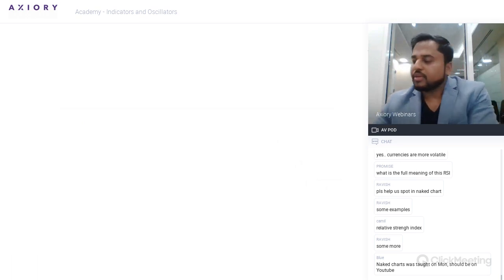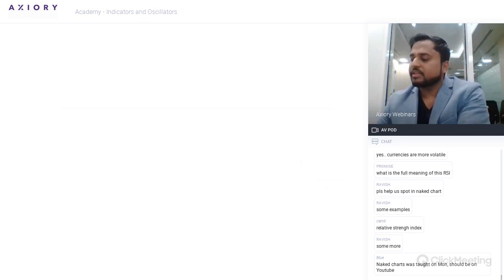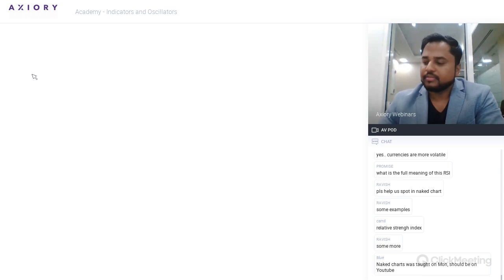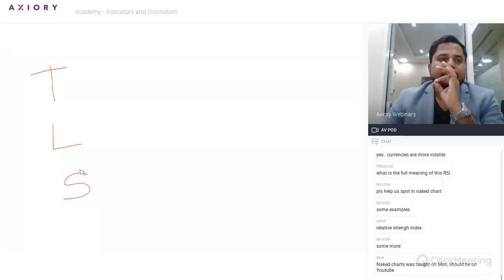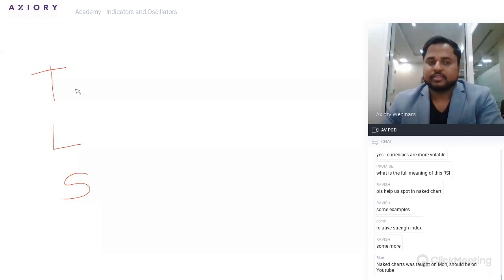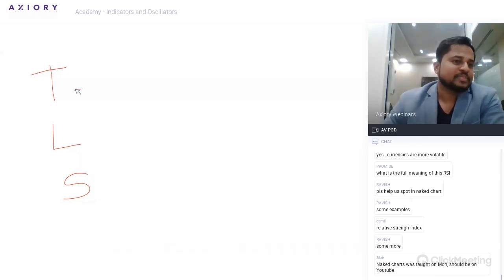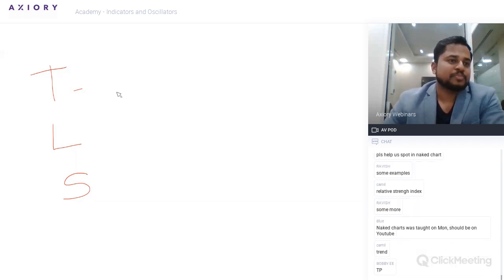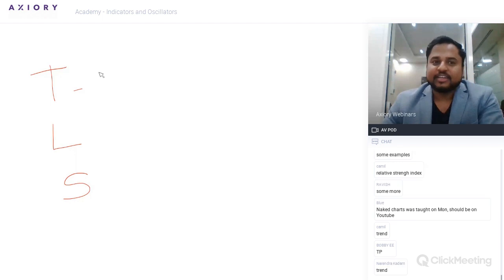For our trading, we require only three things. Okay. T, L, S. A trader requires only three things here in trading. One is a TLS. T means, can anyone tell T? What is T? Trend. Yeah, very good. So trend.